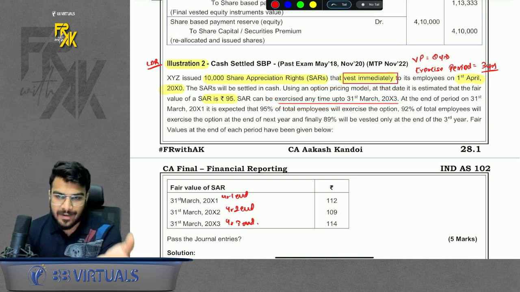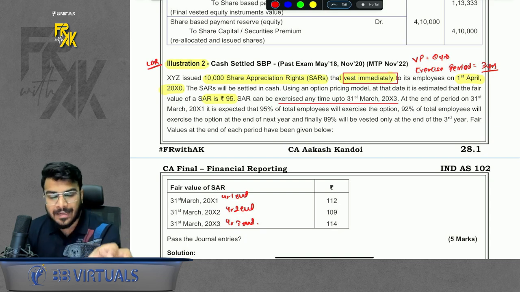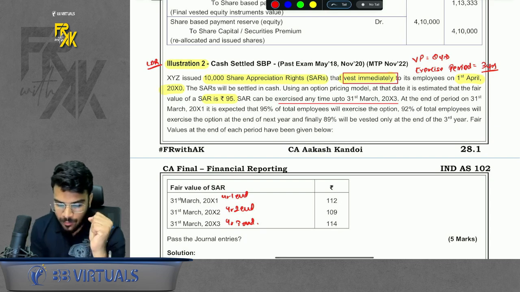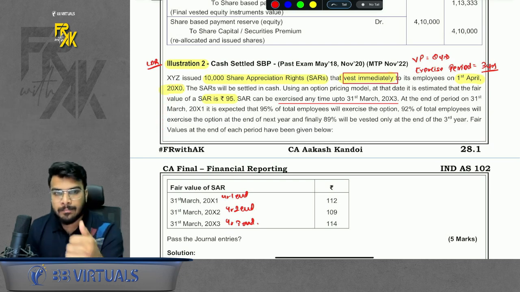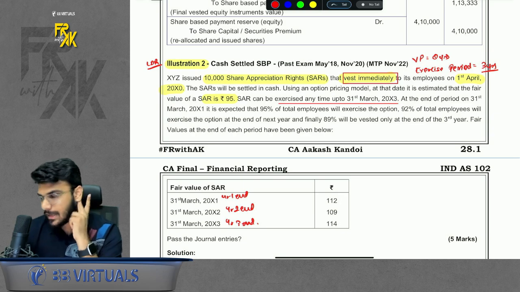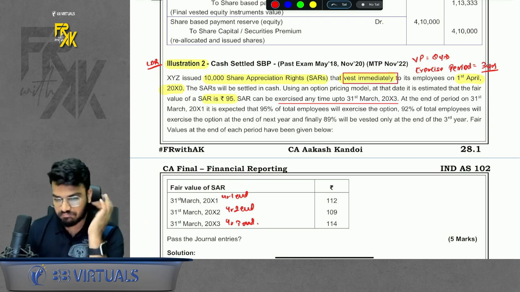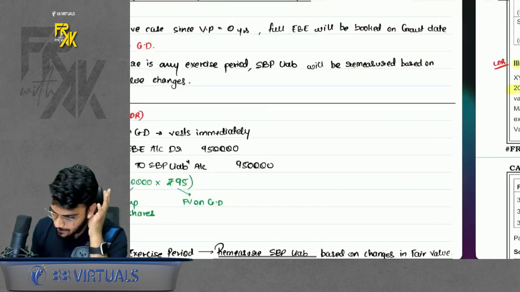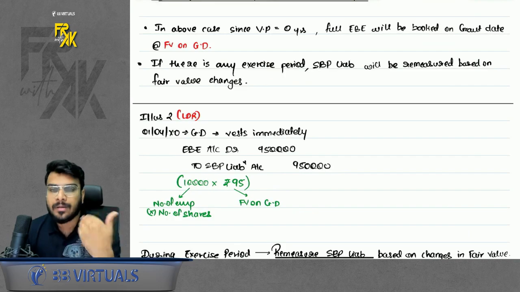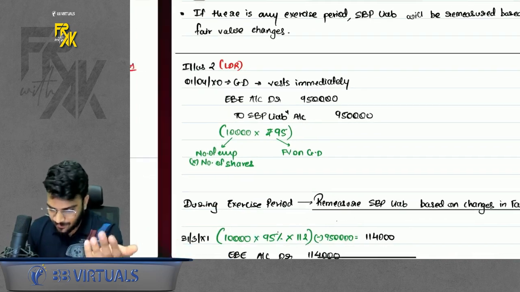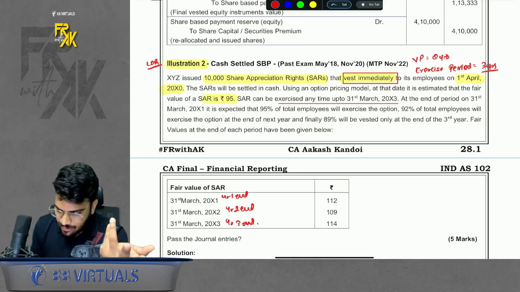So normally, even if the employee is leaving during the exercise period, he will take his cash and leave. But in this question, there are 2 assumptions. First, employee will take the money only at the end of 3rd year. Second assumption is that employees who are leaving in between don't want their money. Okay. So what to do during the exercise period? During exercise period, keep on remeasuring based on the changes in fair value. If you see, the fair value is changing during exercise period.